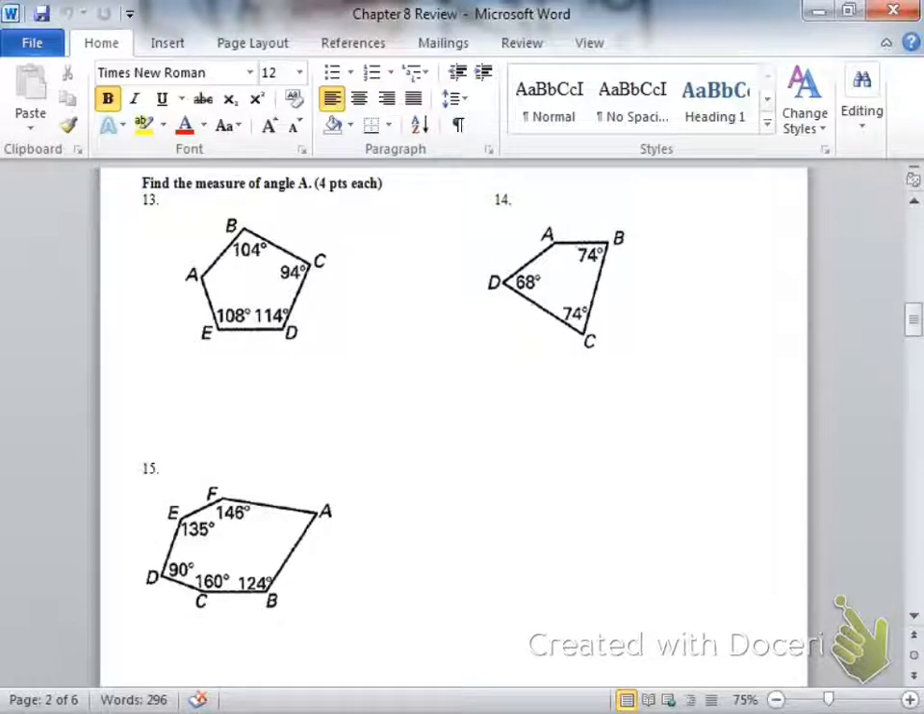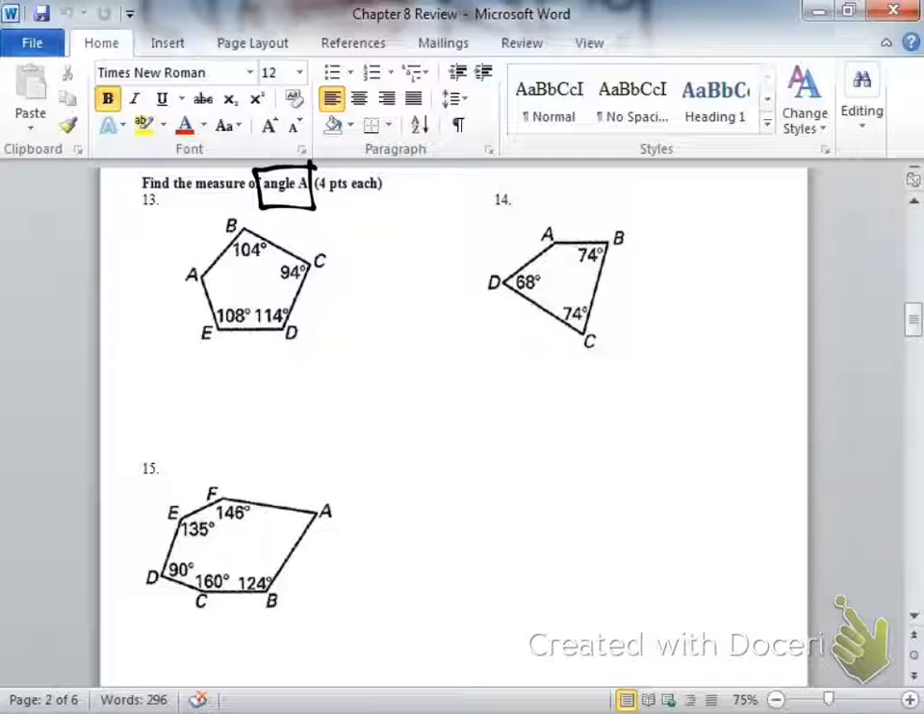On number 13, 14, and 15, we are finding the measure of angle A. These are rather tricky because you have to use what we did on the previous section, n minus 2 times 180, as your starting point. That's the total degree measure of all the interior angles. You subtract all the ones you know, that will leave you with the one you do not know. So there's 2 parts to each of these problems.